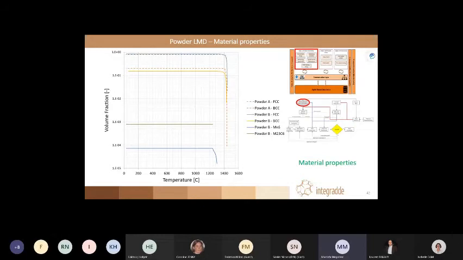So with this thermodynamic calculation, we are able to exclude certain feedstocks and guide the manufacturing engineers that buy powder: it may be more expensive, but it will give you a higher quality. So the next step.